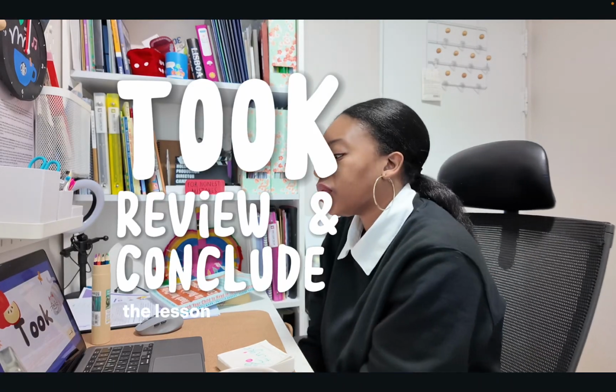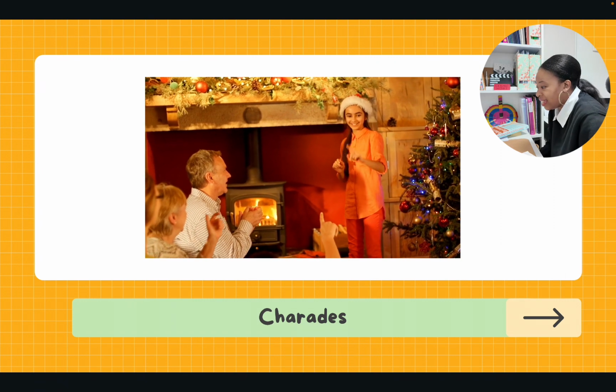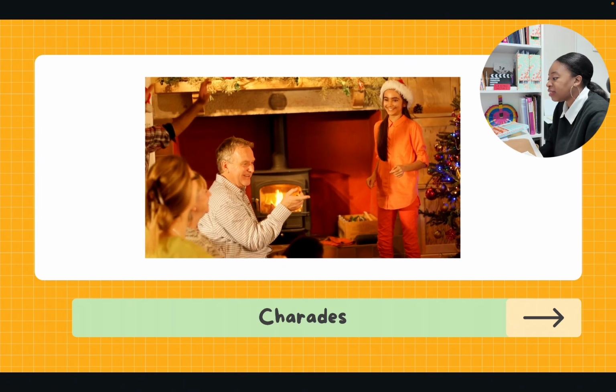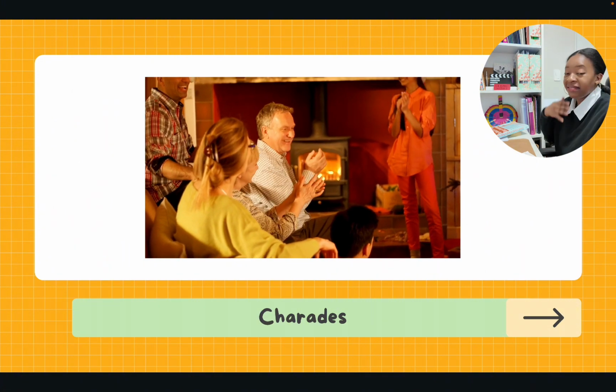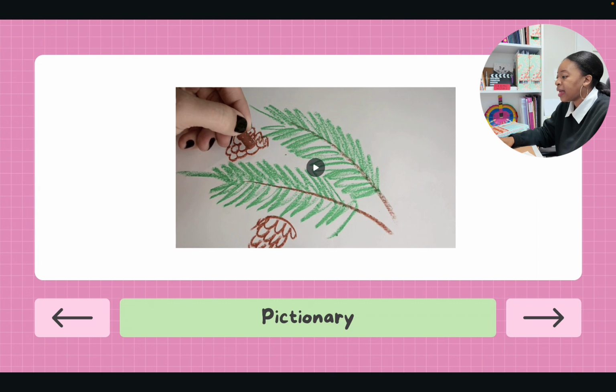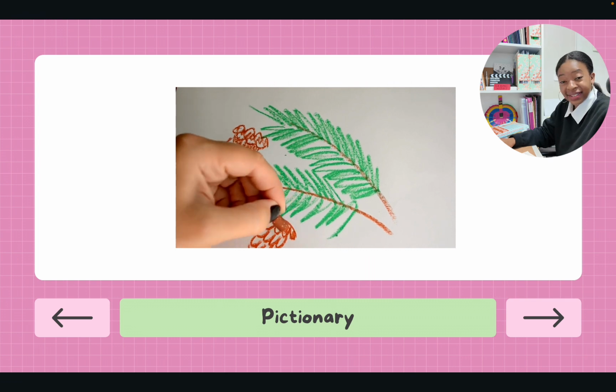Let's talk about how to review and conclude your lesson. So, number one, you can play a great old game of charades, which is a guessing game. This works really well if you've got nouns and verbs, because they're really easy to use your body language to show that off. Pictionary, draw the picture on the board and then your friends guess what the answer is.